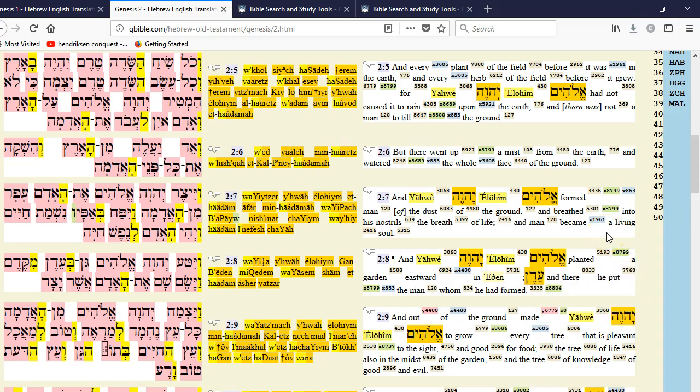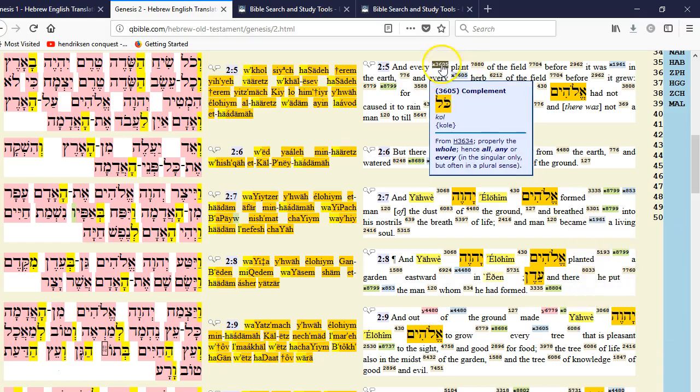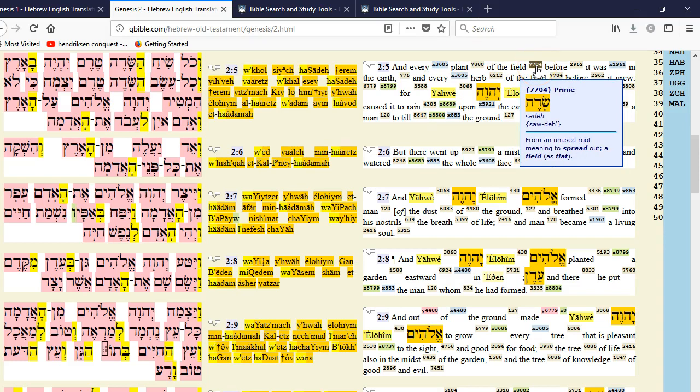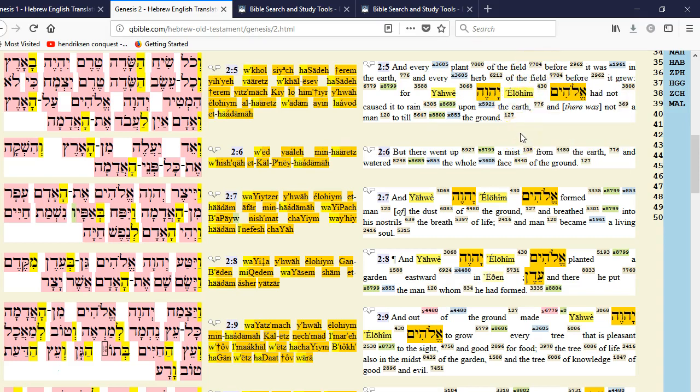So, if Genesis chapter 2 is just a retelling of Genesis chapter 1, as we've been taught, what I'm confused about, more than the fact that the modifier shade is not showing up in Genesis 1, is Yahweh Elohim not causing it to rain yet upon the earth. Why would that be mentionable if it was just day 6? Why would that be mentionable? Just ask yourself that. What's the point?